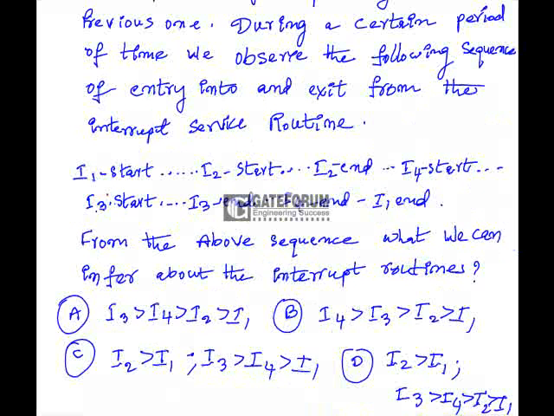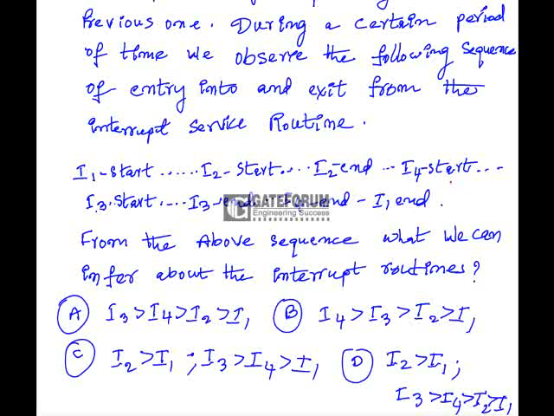I1 started first, and parallelly I2 also started after some time. That means I2 might be higher priority than I1. After I2 ended, then I4 started. And while I4 is executing, I3 started and I3 ended.